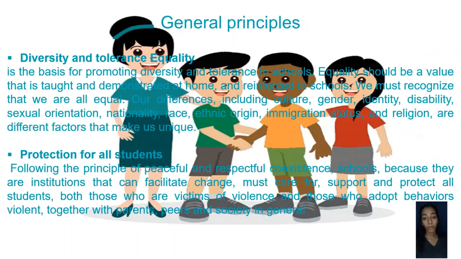We have brought together more than 100 young people from around the world to prepare a youth manifesto with the aim of ending violence in school. This is the way they want to solve the problem. General principles: diversity and tolerance, and protection for students.